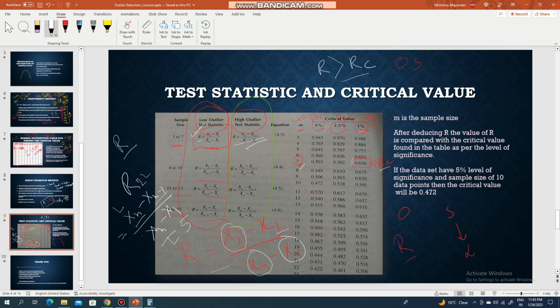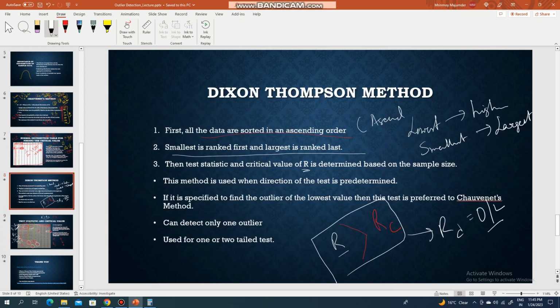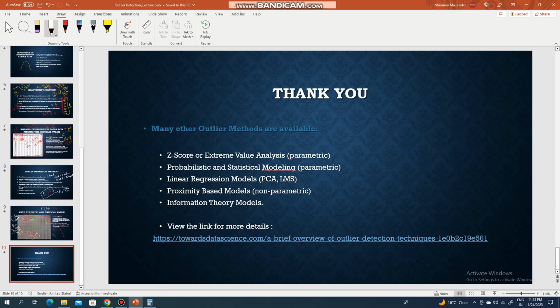Now you have to find the RC. If you want a level of significance of around 1%, and your sample size is 7 in our example case, this will be your critical RC. So when your R is greater than critical RC, then that will be an outlier. So this is the condition to find outliers with the help of the Dixon Thompson method.